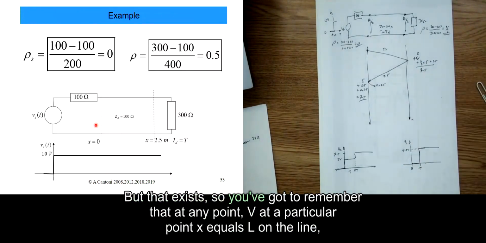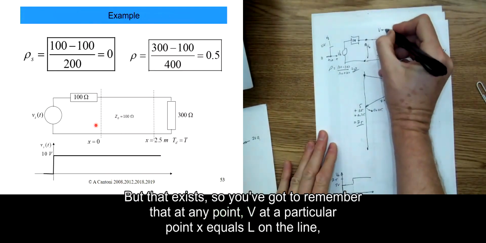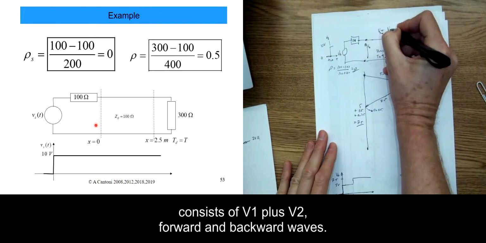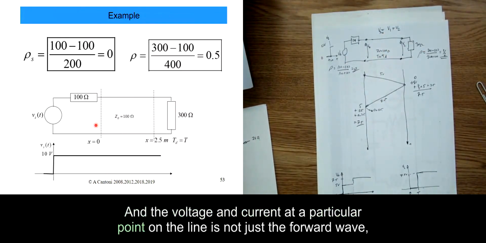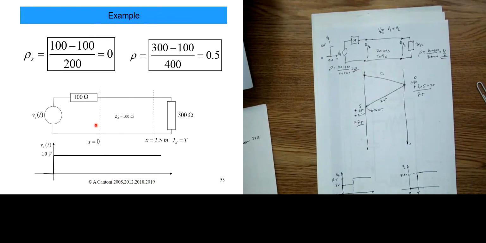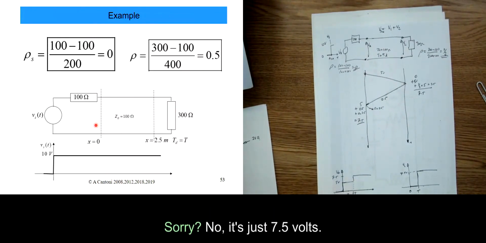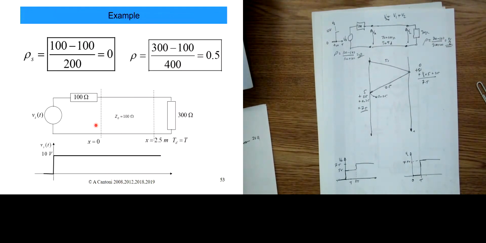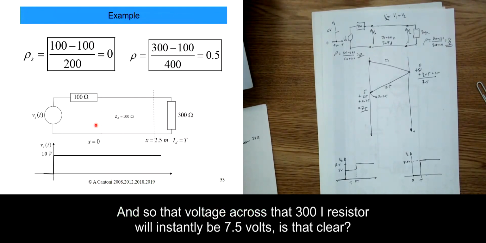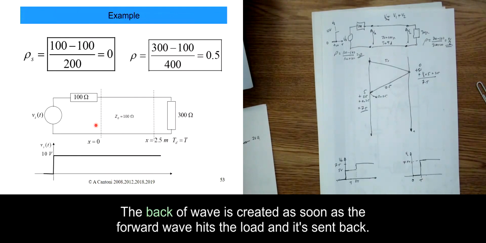But that exists. So you've got to remember that at any point, V at a particular point X equals L on the line consists of V1 plus V2, forward and backward waves, okay? Now the voltage and current at a particular point on the line is not just the forward wave, it's forward and backward waves, right? Okay. Sorry, no, it says 7.5 volts. There's 7.5 volts. So as soon as that 5 volts gets there, it creates a backward wave. And so the voltage across that 300 ohm resistor will instantly be 7.5 volts. Is that clear? The backward wave is created as soon as the forward wave hits the load, okay?